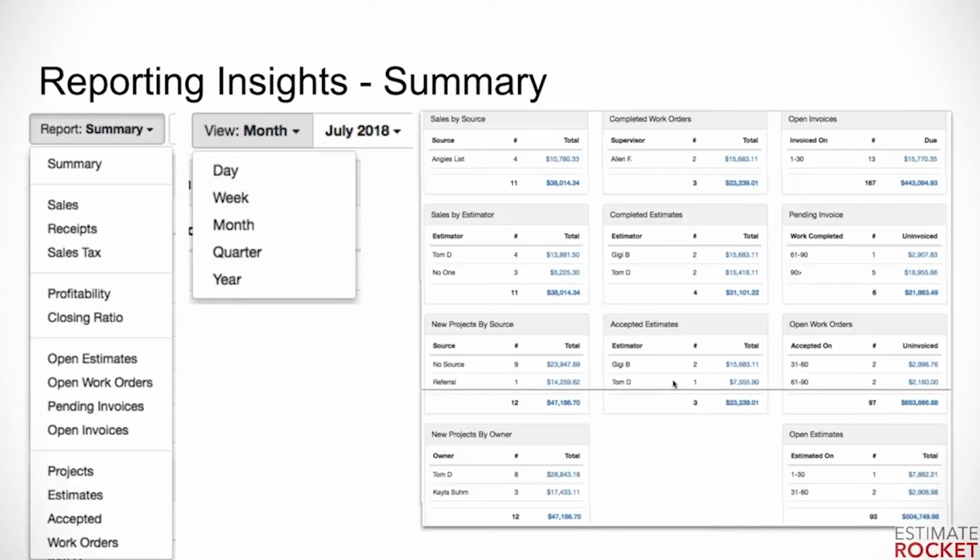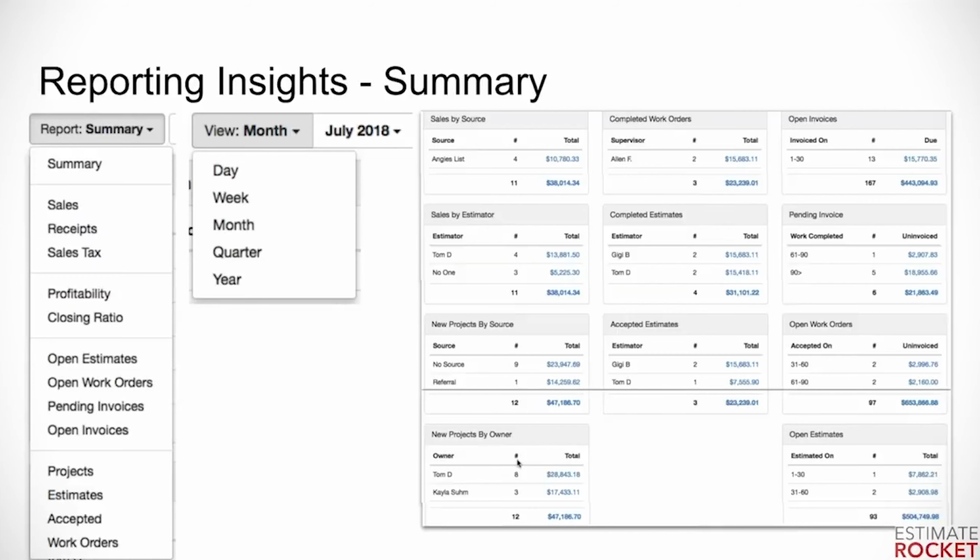Then the open reports over on the right-hand side are for the different statuses of your projects: open invoices, or unpaid invoices, and pending invoices, which are projects that you've completed the work on but haven't generated any invoices for yet. Those are pretty high priority to make sure we get invoiced because we've completed them. And then open work orders and open estimates are as they sound.